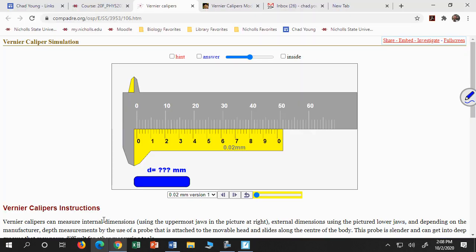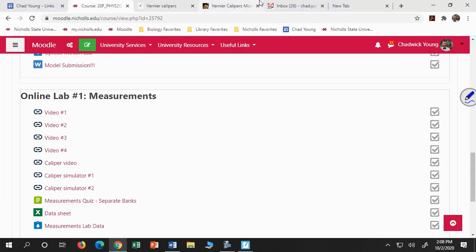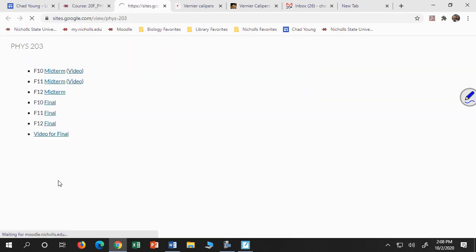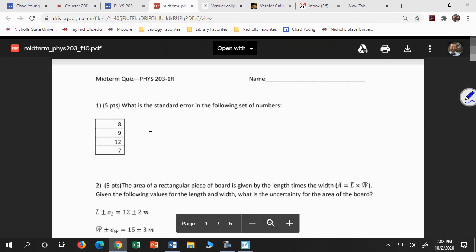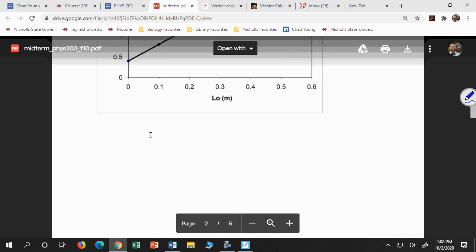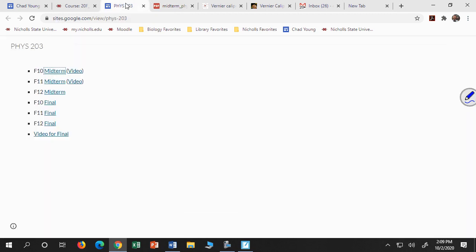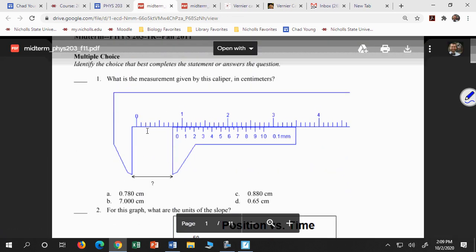Let's see, let's look. These simulators are not very good, but let's look at the old exams. I think I have a multiple choice question on those. These are useful to look at. They'll give you a good feel for what the midterm is going to be like. I mean, this one's almost identical to the midterm that you'll have. All of these are. Oh, here we go. This is a great one. This is what our calipers look like.